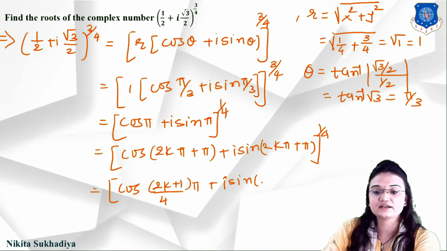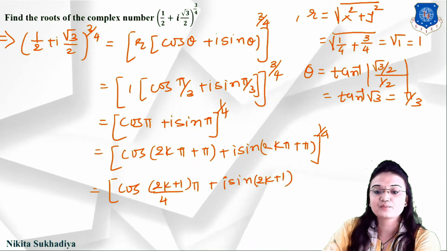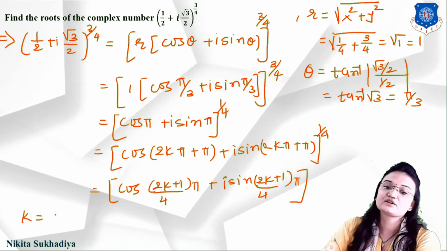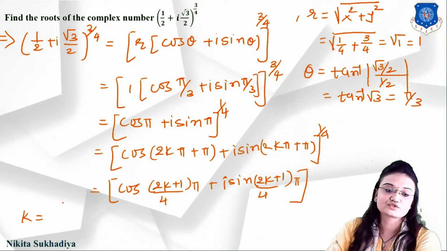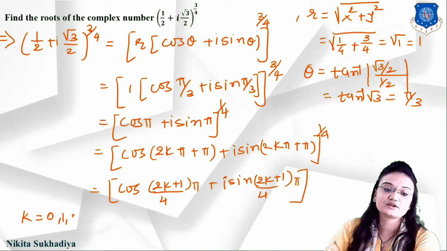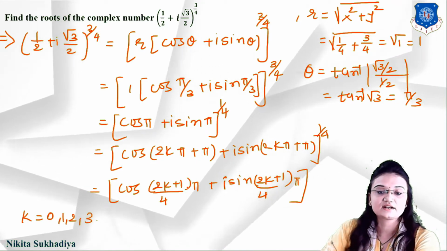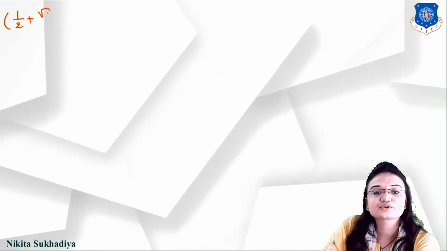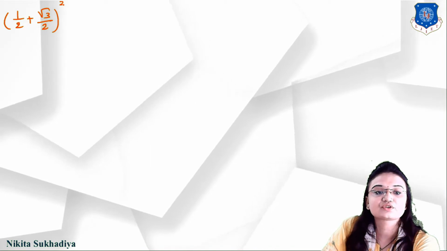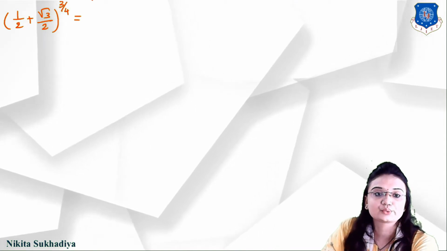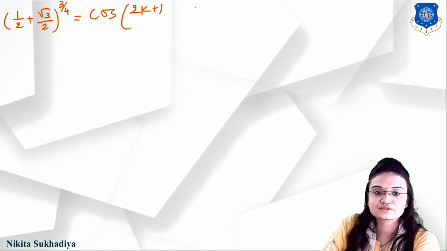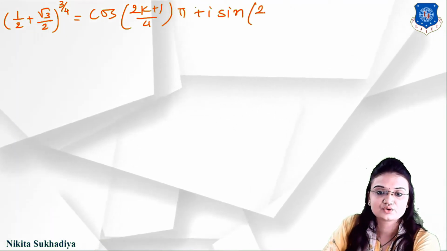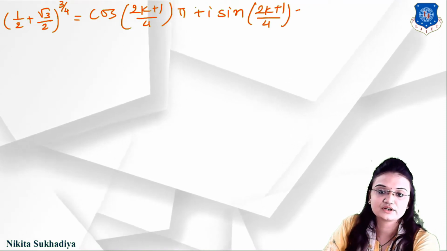plus i sin (2k+1)/4 into pi. And now by putting k is equal to 0, 1, 2 and 3, we will get our final roots. So here we have (1/2 + root 3/2 i) raised to 3/4 is equal to cos (2k+1)/4 into pi plus i sin (2k+1)/4 into pi.